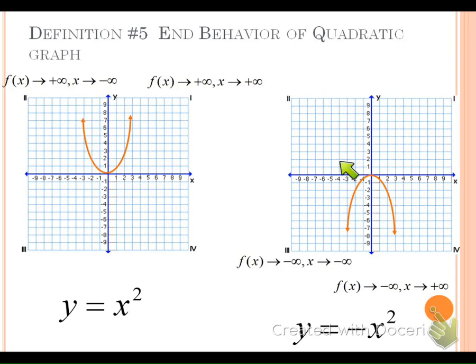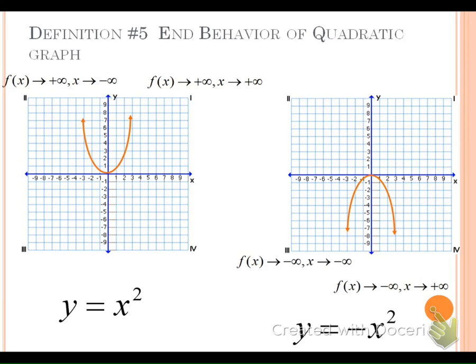Over here, now our lead coefficient is negative, so you can see that it's going down. So when your x values are approaching negative infinity, your function is approaching negative infinity. And when your x values are approaching positive infinity, when you're getting really big to the right, your graph is still going down. Okay? Any questions on what you've just seen?